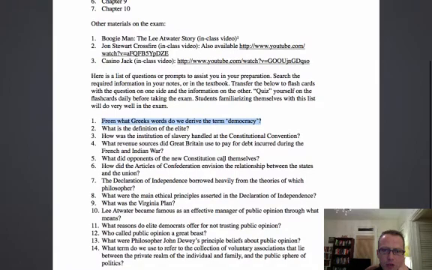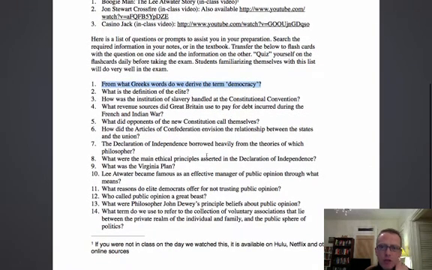So the first question is, from what Greek words do we derive the term democracy? And the answer, of course, if you remember from the reading, is to break down the word democracy into its constituent subparts. You'll see a list, and if you read that, you'll see that there's one part of the word that means the people and the other part of the word that means to rule. So you'll be able to figure that one out, I think.